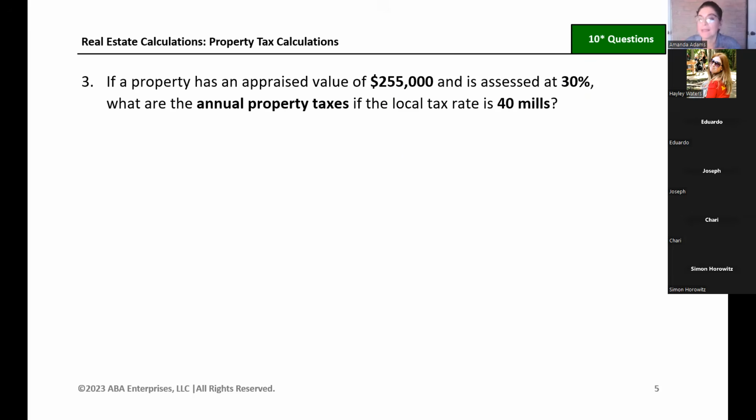Let's keep practicing because practice makes progress. That's my favorite phrase. Practice makes progress. All right, number 3. If a property has an appraised value of $255,000 and is assessed at 30%, what are the annual property taxes if the local tax rate is 40 mills? Okay, let's tackle this one and see what we got.